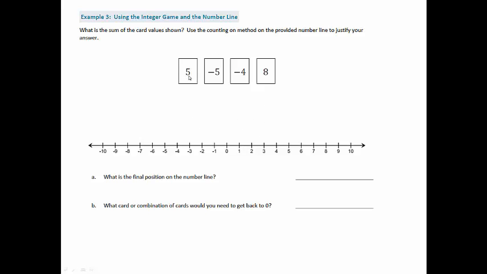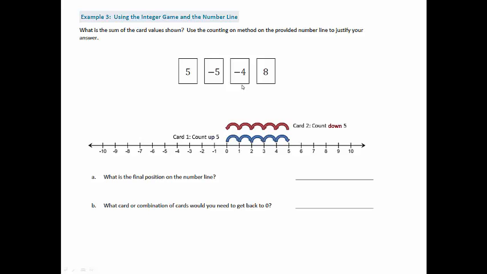We're going to start with a card positive 5, which means we're going to count up from 0. 1, 2, 3, 4, 5. Now, starting from where we left off at 5, we're going to take the next card, which is negative 5, and we're going to count down. So we're going to count down 5. 1, 2, 3, 4, 5.